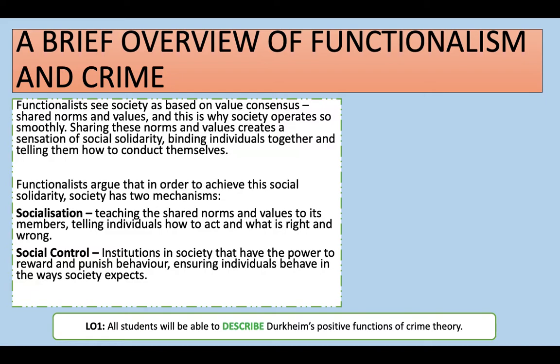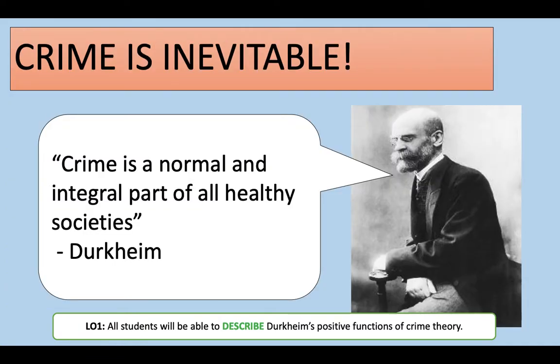Okay, so that solidifies your socialization, your primary socialization, especially. So an institution could be education, and that will be your secondary socialization. And if you were in your primary socialization, the institution would be your family. Okay, so crime is inevitable. Crime is a normal and integral part of all healthy societies.